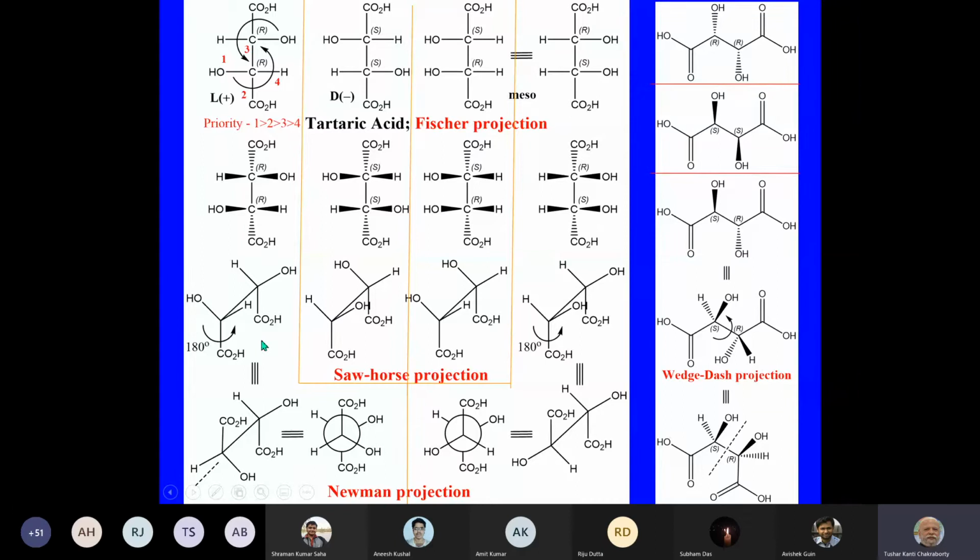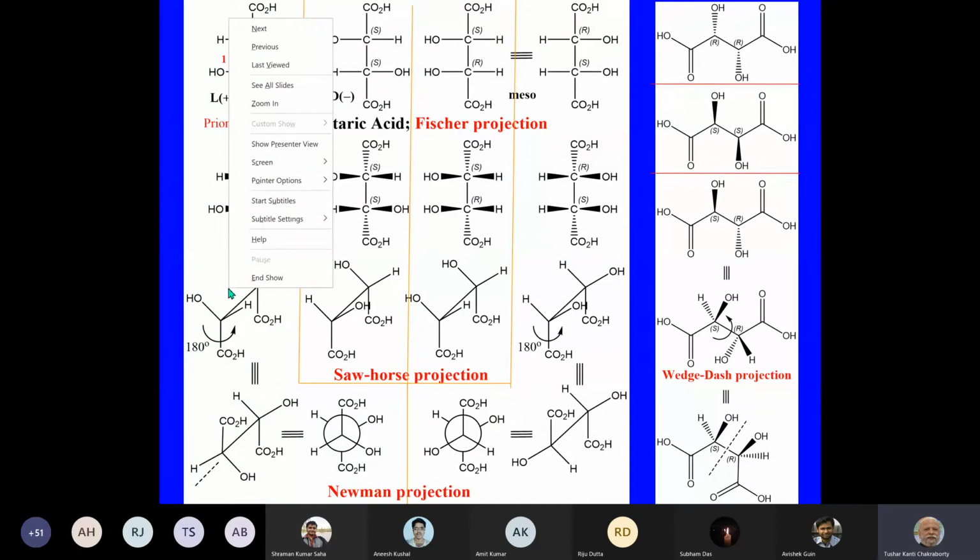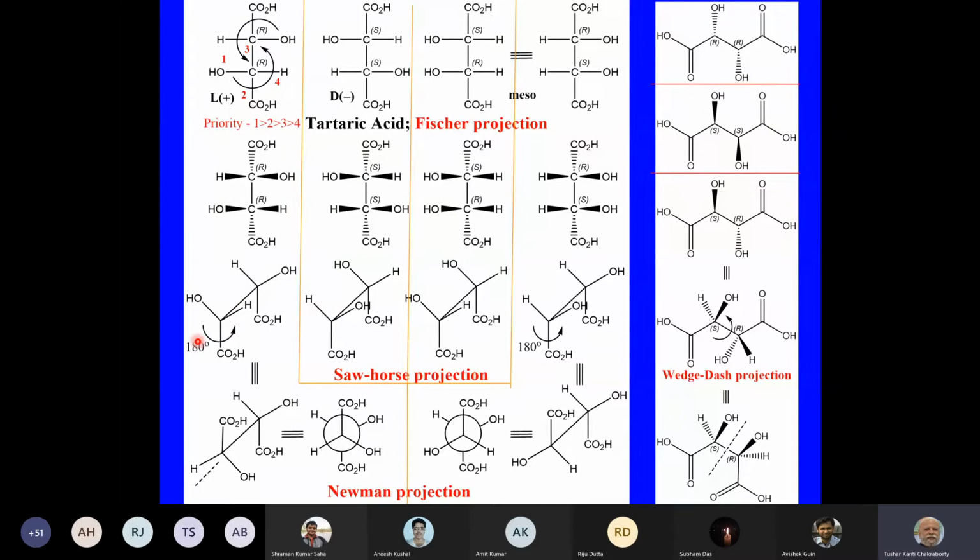Okay, and this kind of representation, if you can see the pointer option, the laser pointer. So this is called the sawhorse projection. It gives a feeling that this portion of the molecule is at the backside and this portion is towards you. And then you have the Newman projection. We'll learn about it when we learn about conformation.